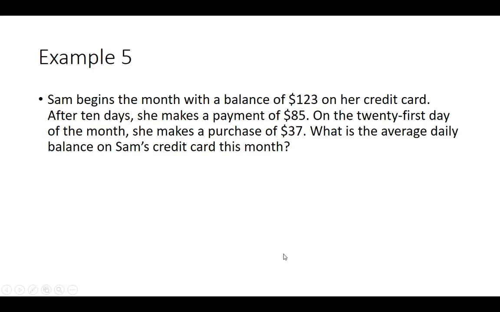So example 5. Sam begins the month with a balance of $123 on her credit card. After 10 days, she makes a payment of $85. On the 21st day of the month, she makes a purchase of $37. What is the average daily balance on Sam's credit card this month?